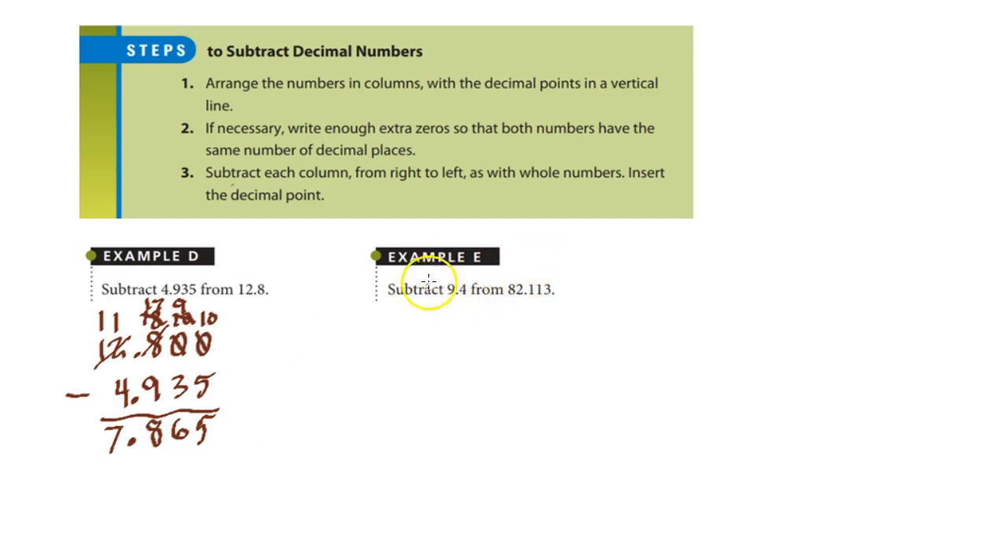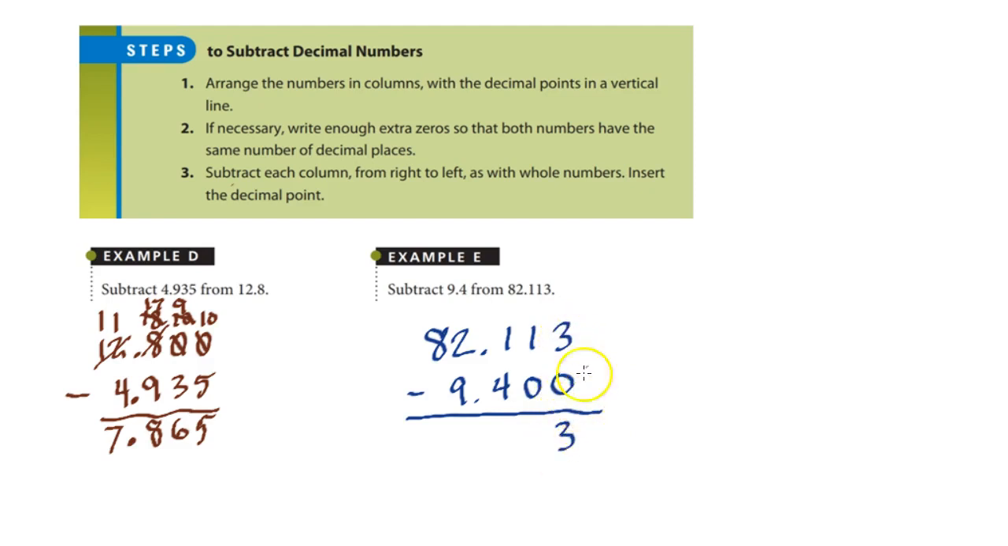Example E, subtract 9.4 from 82.113. So let's change colors here. We have 82.113, and we're subtracting 9.4 from that. And so we need to add the zeros in there. All right, we're ready to subtract. 3 minus 0, the number is larger on top, so we have 3.